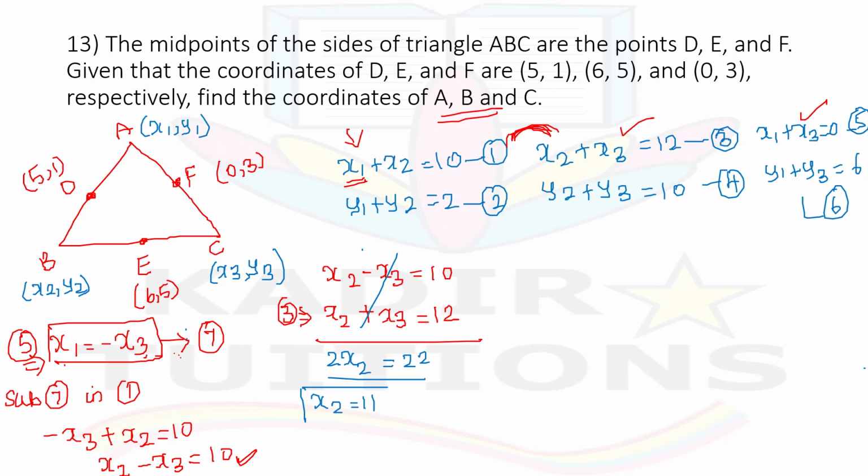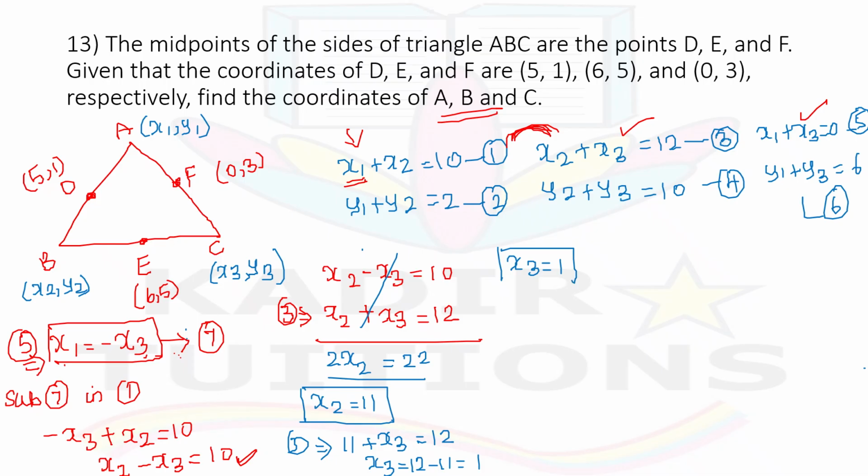So now we got the x2 value. Once we have the x2 value, how can we get the other value? x3 we can easily find, right? From equation 3, if you substitute the x2 value, which is 11, plus x3 equal to 12, then x3 equals 12 minus 11. So what is the answer for x3? It is 1. So we got the x3 value as 1.